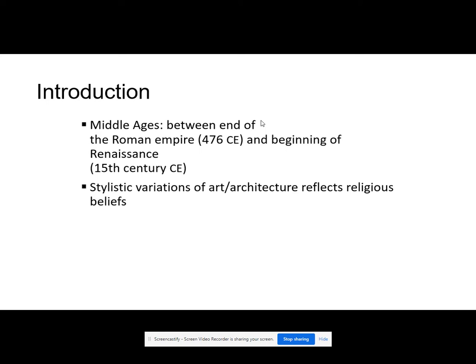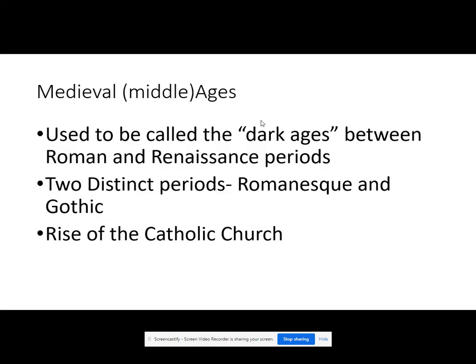And a lot of the art that we're going to look at, most of it, will have to do with religious beliefs, in particular, the Catholic religion. So, Middle Ages are sometimes called medieval. They used to be called the Dark Ages, and that is because art historians, architects, and archaeologists considered the art in between the Great Roman Empire and the Renaissance to be less than great. But I hope you'll see that relooking at it, this is not true at all.